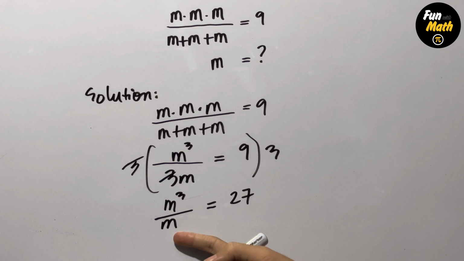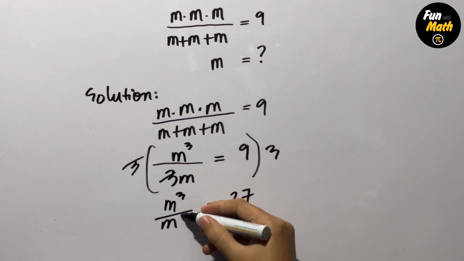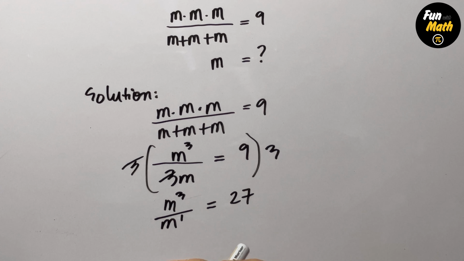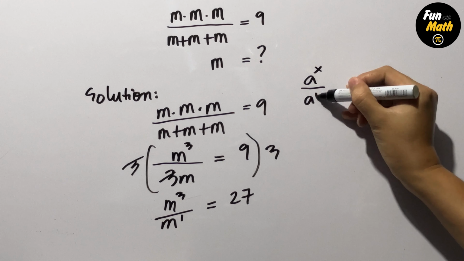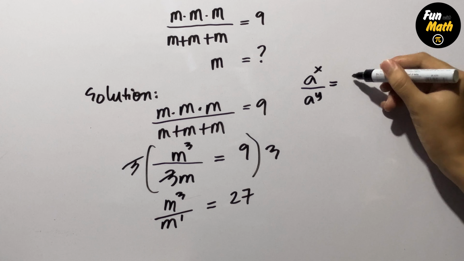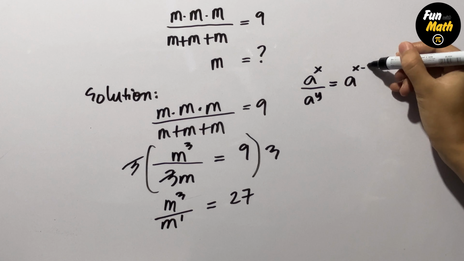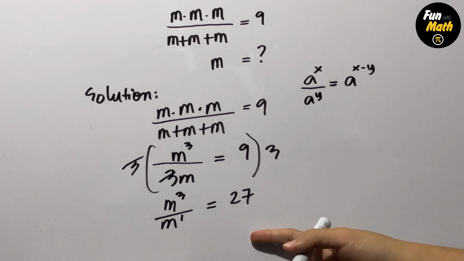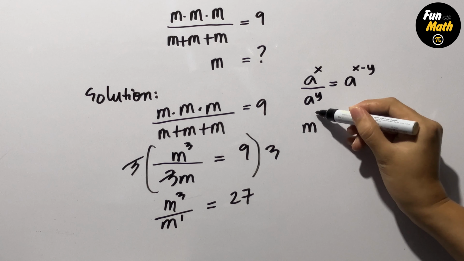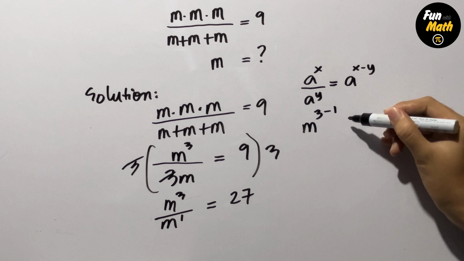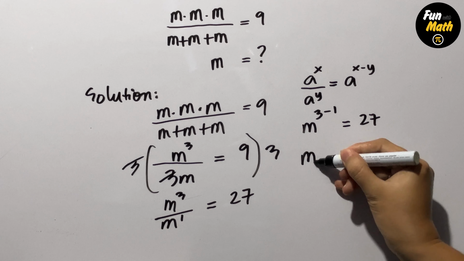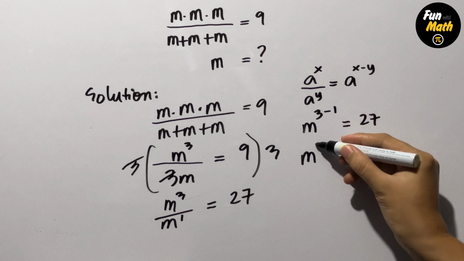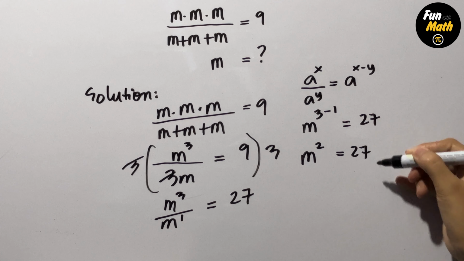Now for this, we know that there is a constant power of 1. Now, by following the rule of a power, we have a to the power of x over a to the power of y. That is also equal to a to the power of x minus y. So for this, we can write it as m to the power of 3 minus 1 equals 27. Now, m to the power of 3 minus 1, that is 2, equals 27.